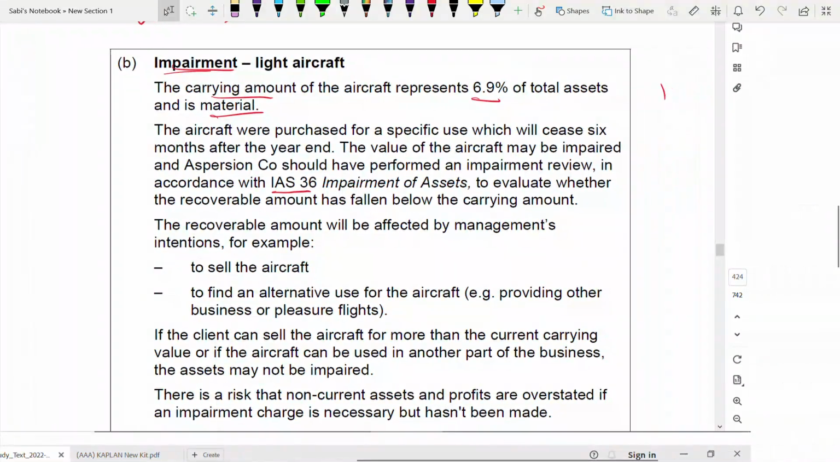So for that impairment, basically you have to say that the value of the aircraft may be impaired, they have to do an impairment review, and you will get another mark, by saying IAS 36 impairment review needs to be done. And you have to evaluate why the recoverable amount has fallen below the carrying amount. See, this recoverable amount will be affected by the management's intention. That means whether the management intends to sell the aircraft or wants to use it for an alternative purpose, like providing for other business or for pleasure flights, right?